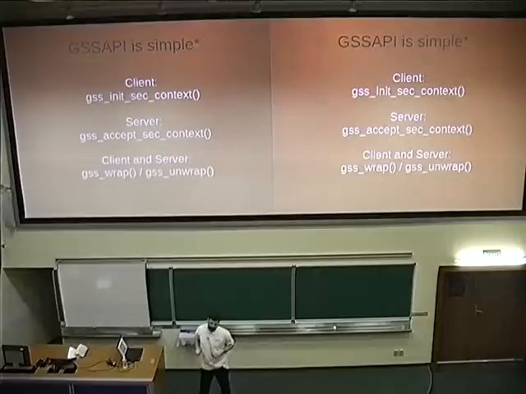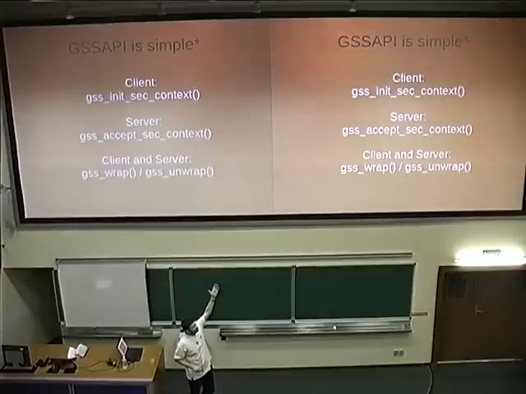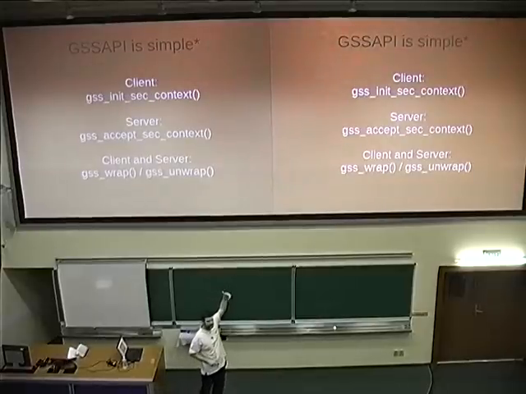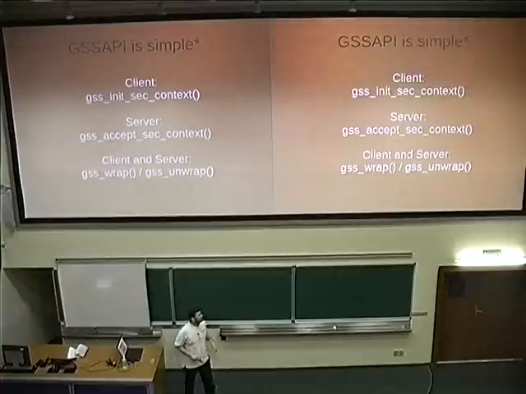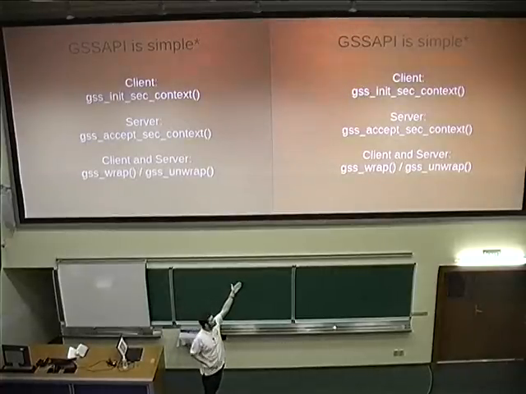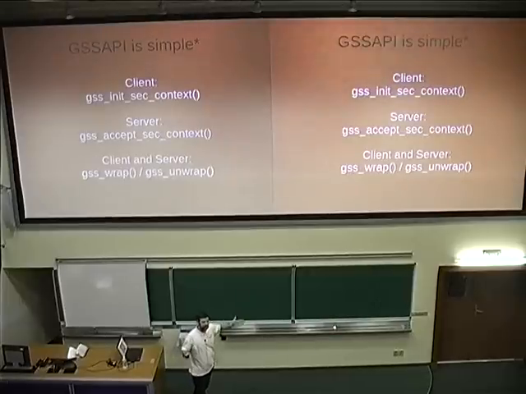This is why I say it's simple. I mean, this is really, in essence, what you need to do if you're a developer. On the client side, you just call in a loop the first one until the context is established. And on the server, you just call this other function, accept the context, in a loop until the context is established. And once that is done, the authentication is done.